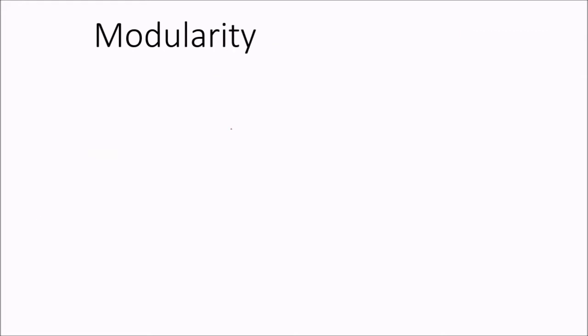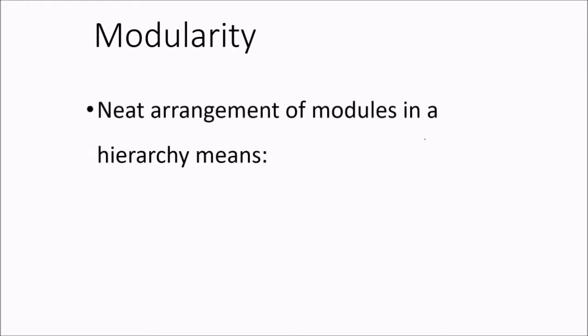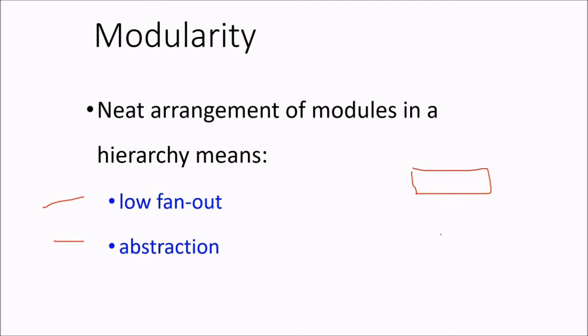But a neat arrangement of modules in a hierarchy, which I just showed you in the diagram, means low fan out and abstraction. Low fan out. So what is fan in and fan out? Fan out means how many links this module is giving way or providing. What is fan in? How many links are coming inside? So these are fan in and fan out. And what about abstraction? If you have a neat arrangement of modules in a hierarchy, then we say that these modules are independent of each other, they have proper abstraction.